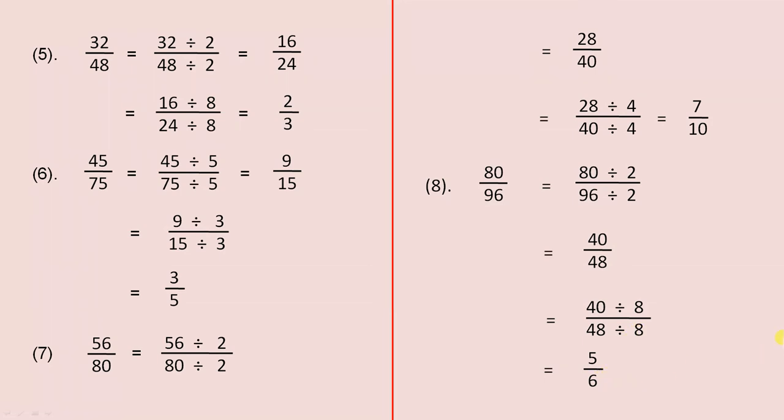So please keep practicing your times tables, and that will help you in many, many areas of mathematics.